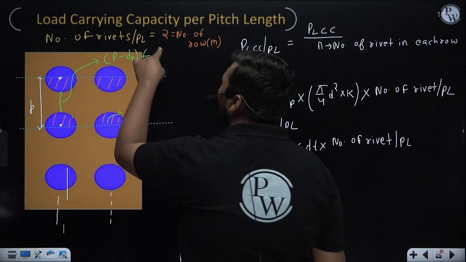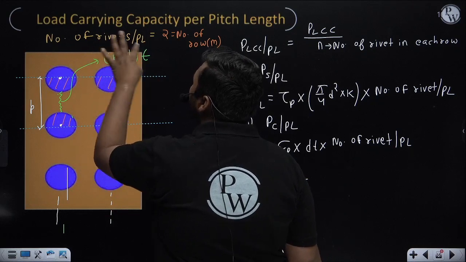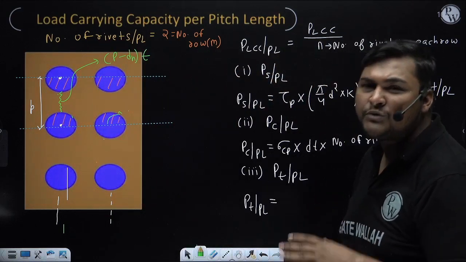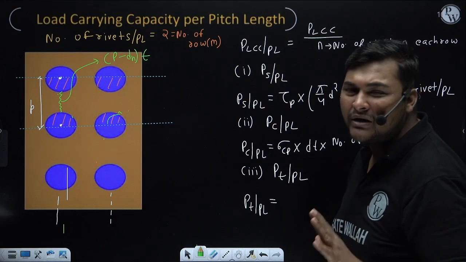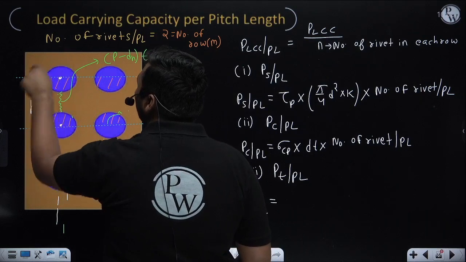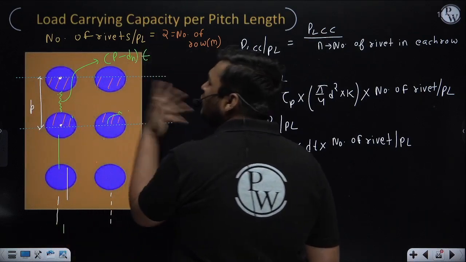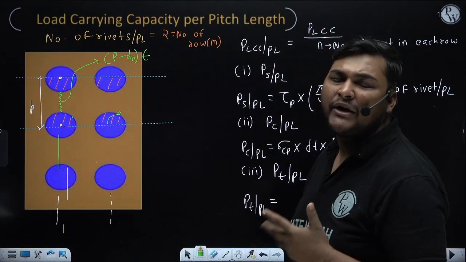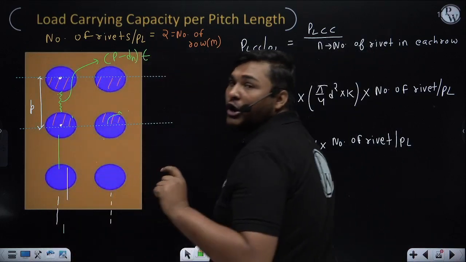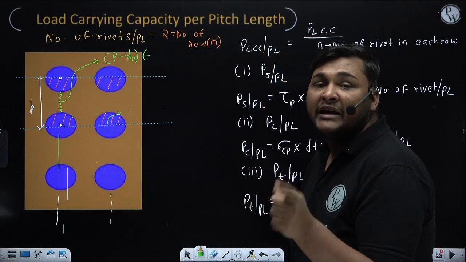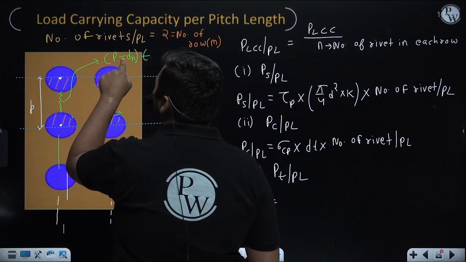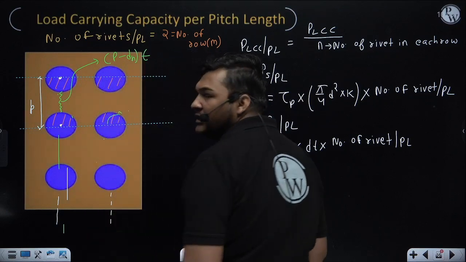This expression will always come, because it does not depend upon the number of rows, whether the number of rows is 3, 4, 2 or 1, because when we are calculating tearing area, we need to focus only on the nearest row. We need not bother about the second row, third row. And if you are focusing on the nearest row, calculating tearing area per pitch length, then in one pitch distance the expression of tearing area will always be P minus dH into t.